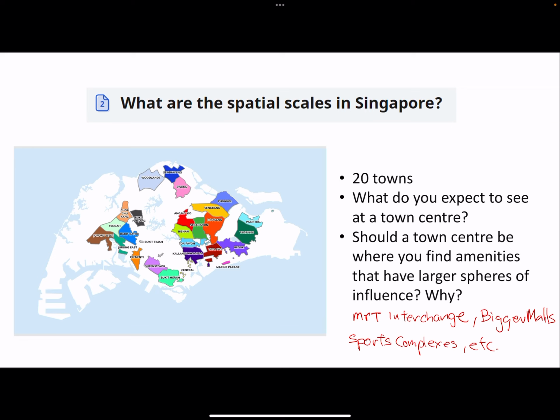Next up, we'll be looking at Singapore as a context in terms of spatial scale distribution in a context itself. Now, similarly, there are also local scale patterns of things that we find in Singapore, small scale items as well as large scale items. If we take the example of residential areas, you can actually map out and segregate the area into 20 towns.